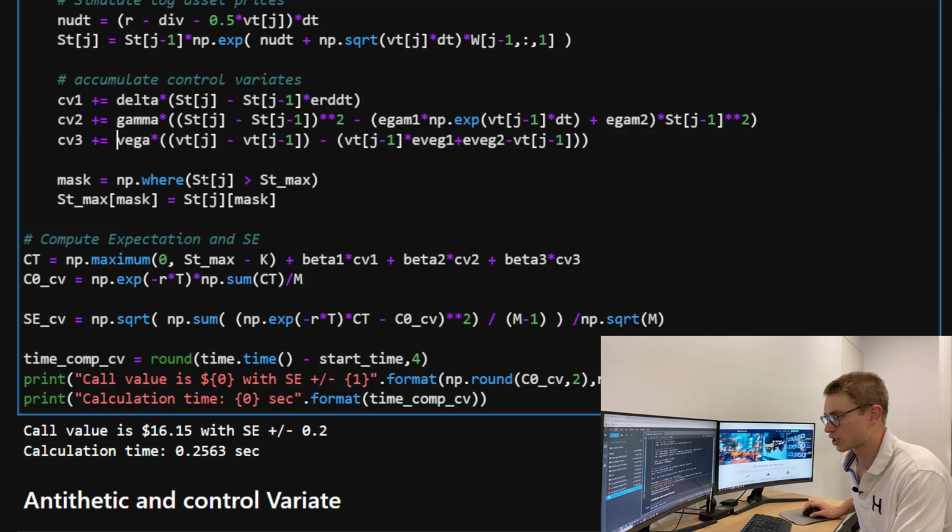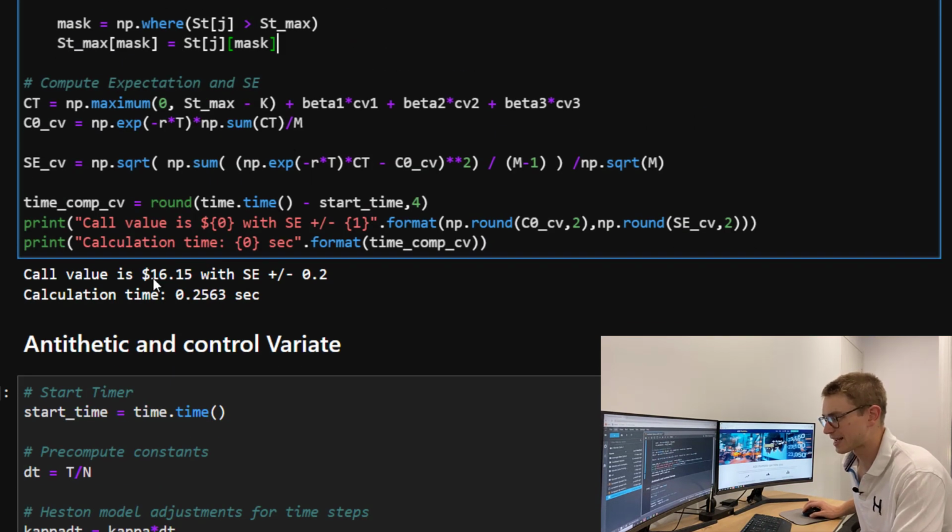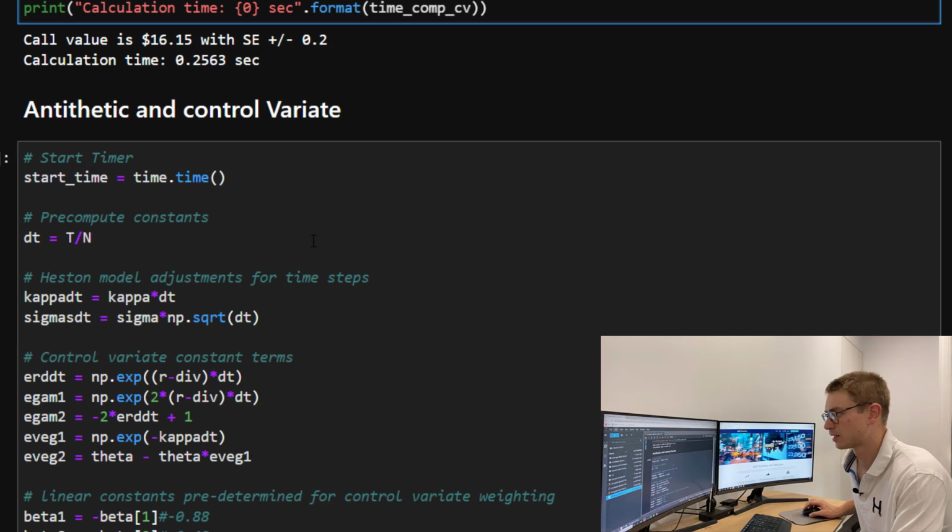We then, of course, check whether our stock price has exceeded our previously observed max for that path. And if so, we just replace that. We can then see that we get a call value of 16.15 with a standard error of 0.2, and the calculation time has gone up significantly.